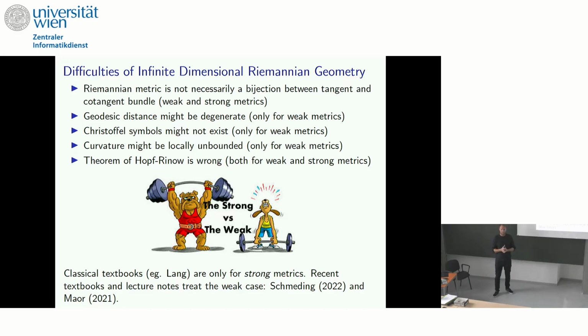Indeed, it's kind of important to know there are some classical textbooks that treat the infinite dimensional case, and they don't distinguish between weak and strong Riemannian metrics, but they only mean strong Riemannian metrics. Textbooks like Lang are really only written for strong Riemannian metrics. Until very recently, there were no comprehensive textbooks on weak Riemannian metrics.